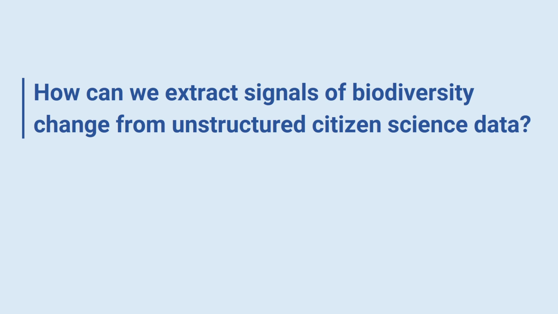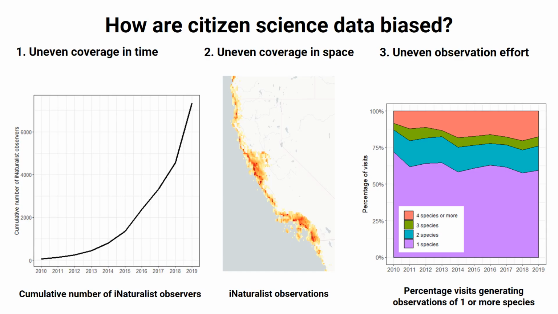The main question we set out to answer is, how can we make the best use of crowdsourced and unstructured citizen science observations to extract signals of biodiversity change over space and time? The main challenge here is that these observations, of course, cannot be taken at face value, but require a lot of curation and analysis, much like museum specimen data do.